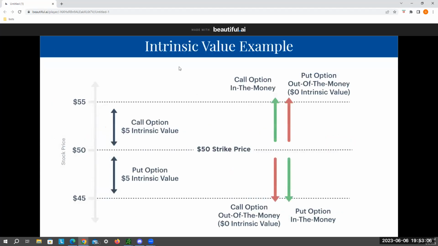Here's the visual for that. So we have a $50 strike price, right? Let me draw here. So we have a $50 strike price, correct? Now, if you have a call option that's in the money, meaning the stock price is now at $55, your intrinsic value is $5. Why? Because you're subtracting the current price minus your strike price, right? Now, for the put options, like I said, it's the opposite. So you'd be subtracting the strike price minus the stock price, and it gives you a $5 intrinsic value because the price of the asset is below your strike price. Make sense? It's a fairly simple concept once you understand it.